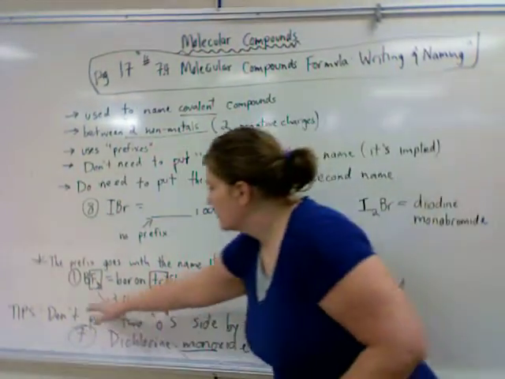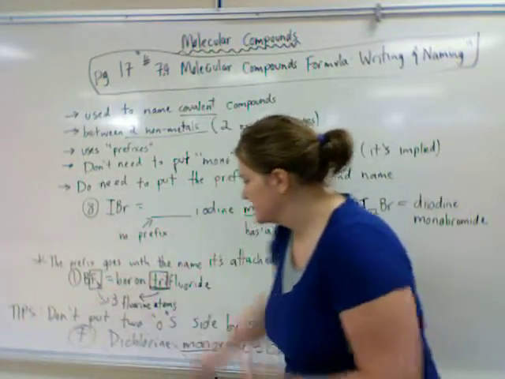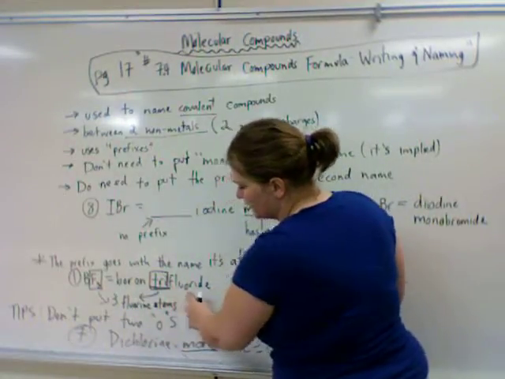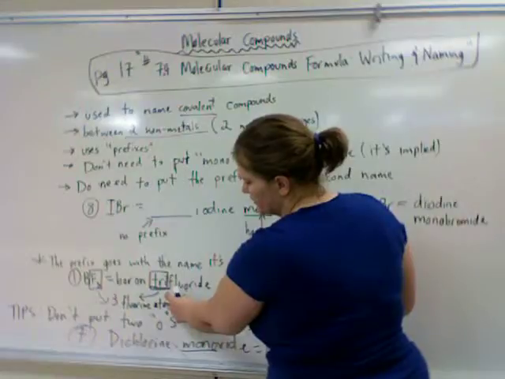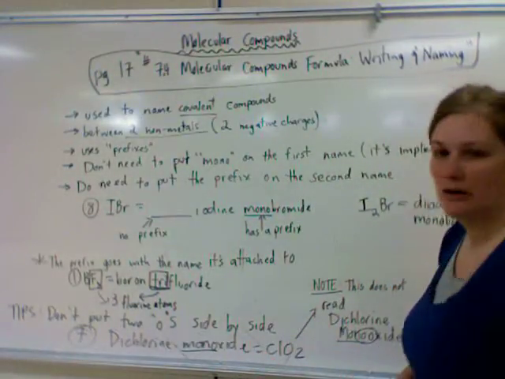So if we're using boron and fluorine, and there's 3 fluorines, that 3 gets accounted for in the trifluoride. So the prefix goes with whatever element that the number goes with, and then it just follows down.